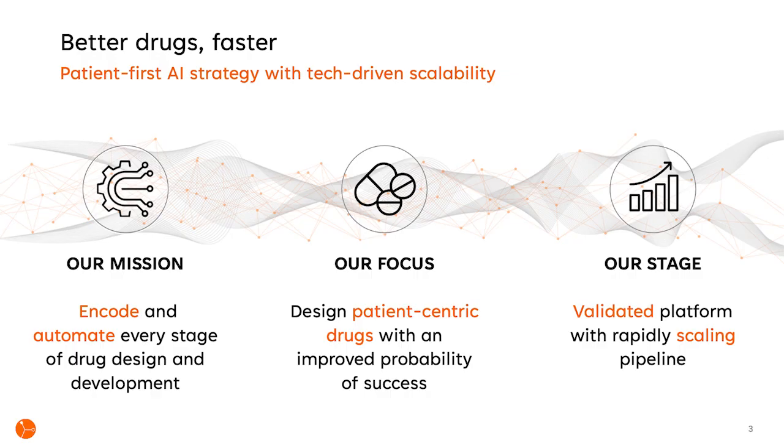So we are an AI drug discovery company. Our mantra really is better drugs faster. And what we're really trying to do is encode and automate every stage of the drug design and development pipelines. We've got a validated platform and a pipeline that's rapidly scaling. We've got lots of collaborations with pharma companies, but we have our own internal pipeline as well.